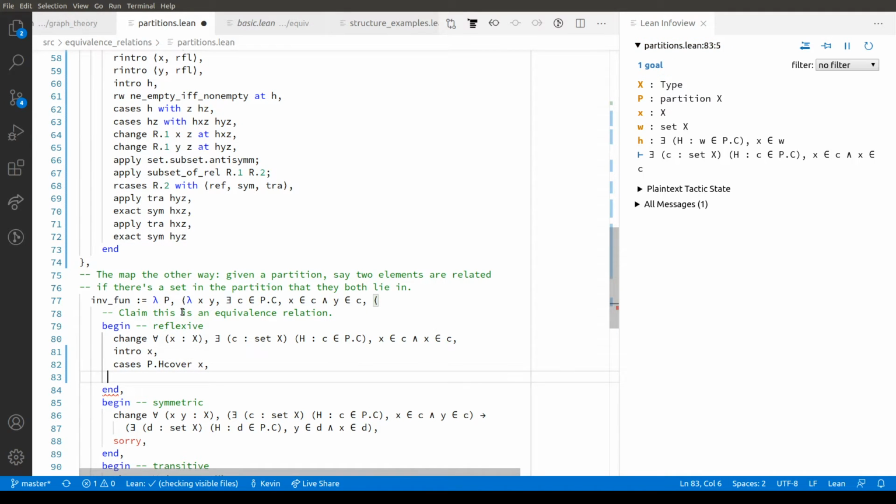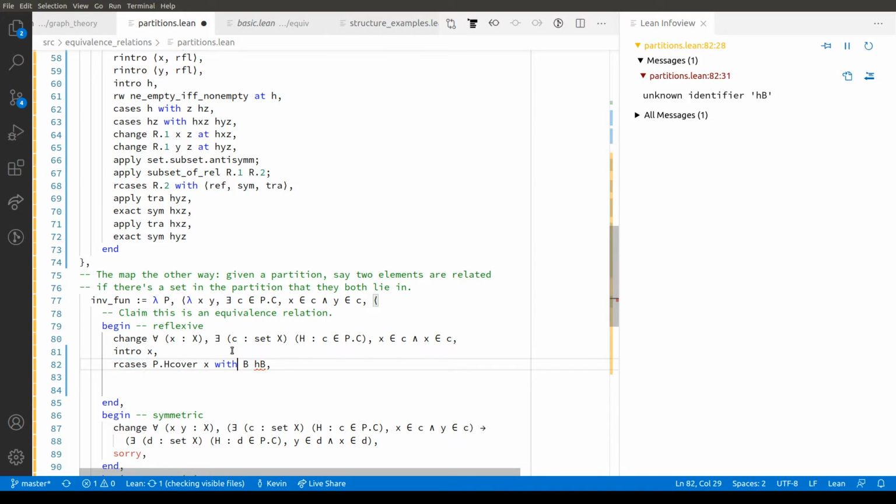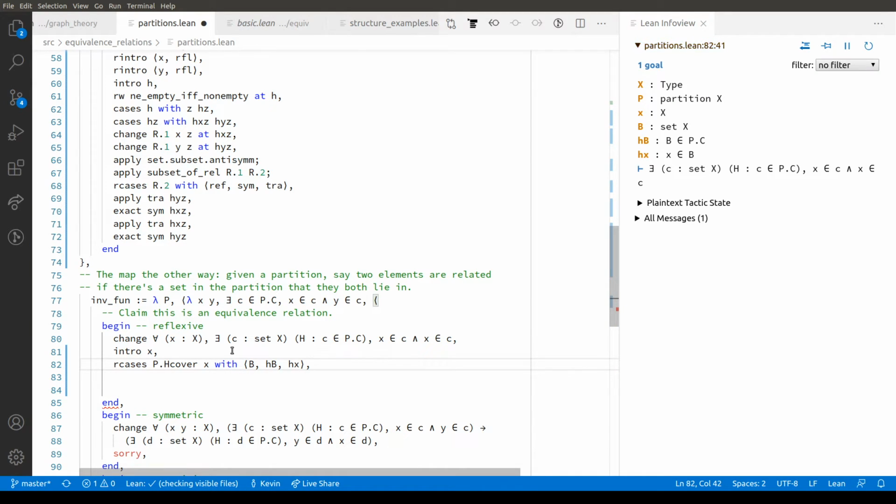P.H cover X says that there exists a block, right? This assumption about this partition says that there exists a set which is in the partition and something else, HX probably. Great. So B is the set. HB is the proof that it's a block. HX is the proof that X is in the block.